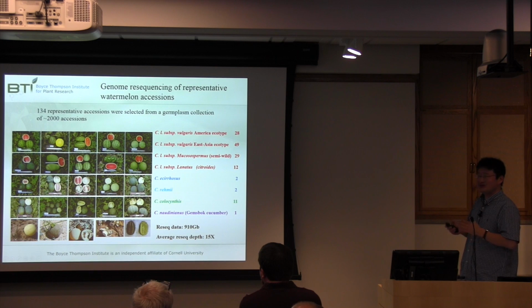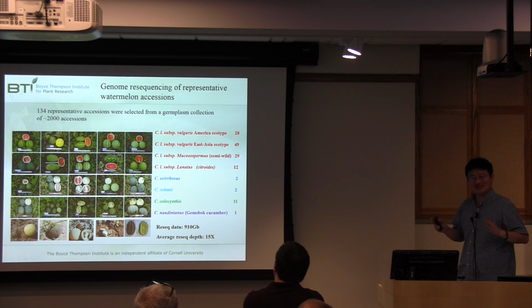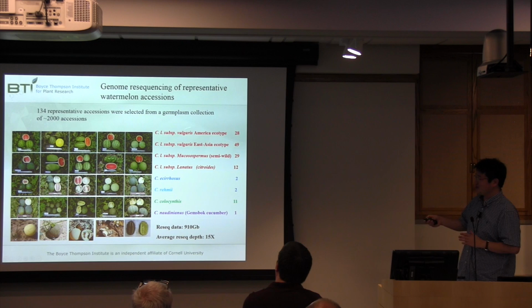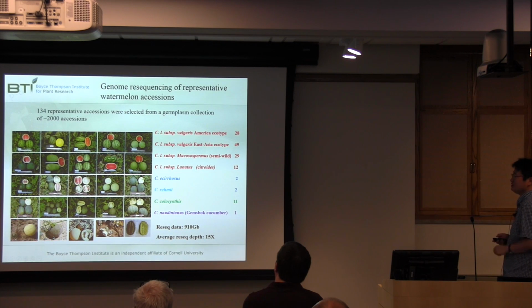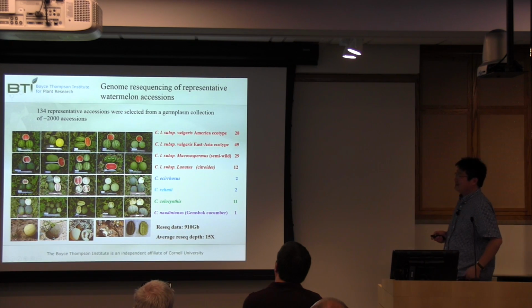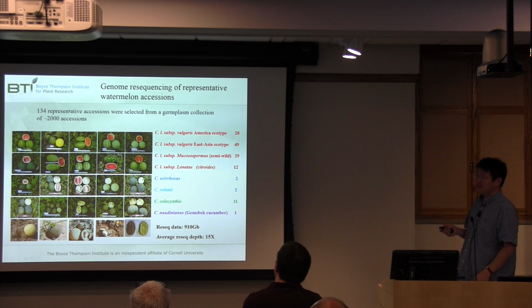The taxonomy in watermelon is also a huge debate. People classified this as five different species, but now people say it's probably seven species, so they class this one as a different species, not a subspecies. It's still a debate. So we selected 174 representative accessions from a germplasm collection of 2,000 accessions, and we did genomic resequencing.